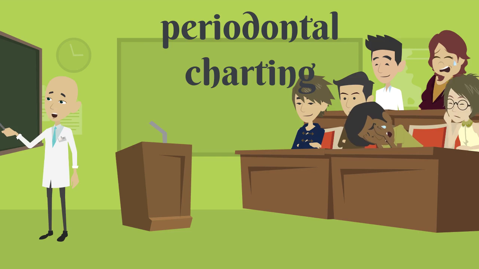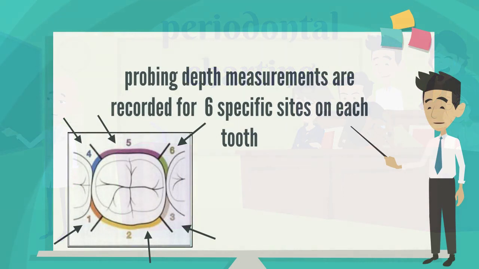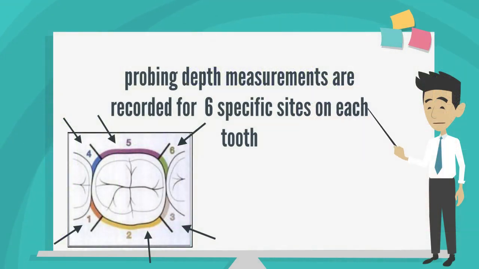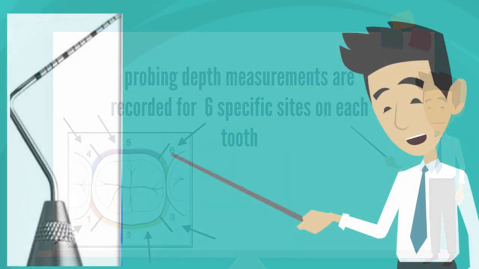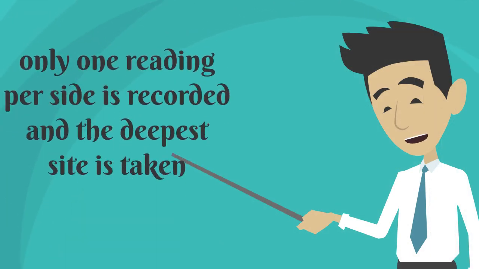Today we will talk about periodontal charting. Probing depth measurements are recorded for 6 specific sites on each tooth. We use UNC 15 and 12 probing periodontal chart. Only one reading per site is recorded. The deepest site is taken.